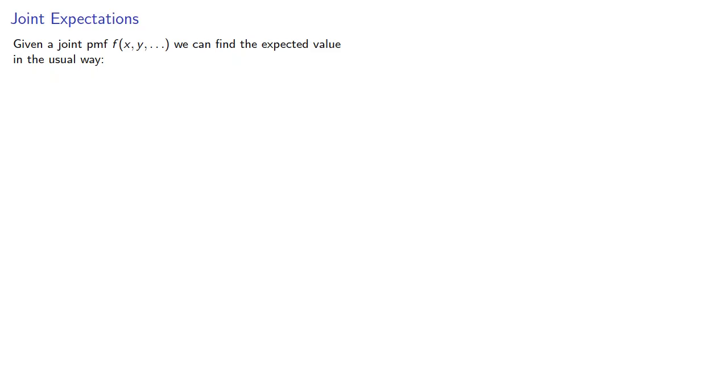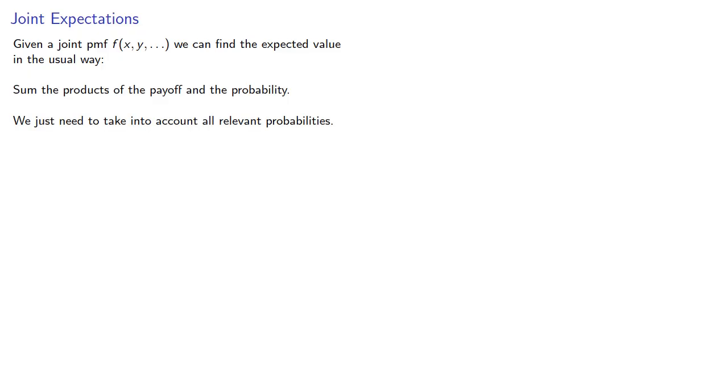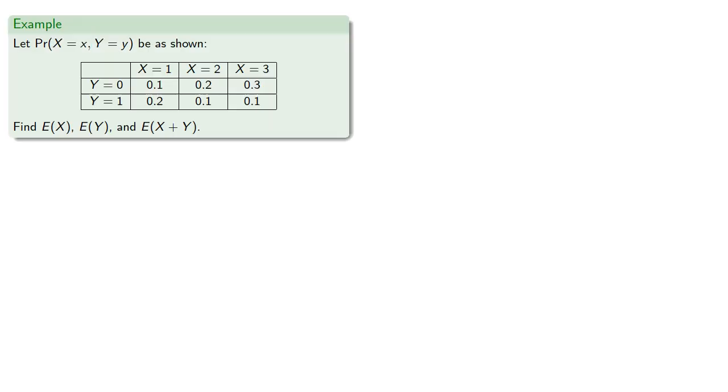So given a joint probability mass function, we can find the expected value in the usual way: sum the products of the payoffs and the probabilities. We just need to take into account all relevant probabilities. For example, suppose we have a table of values, and we want to find the expected value of x, of y, and of x plus y.